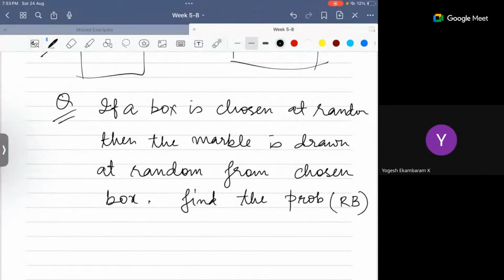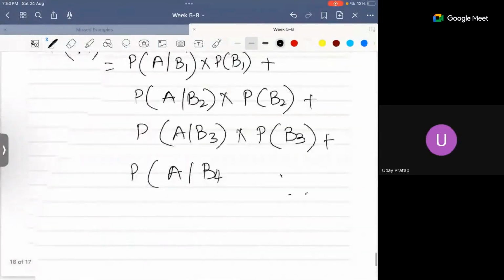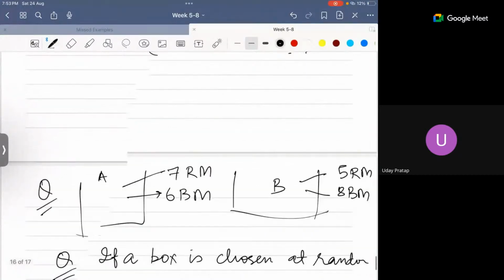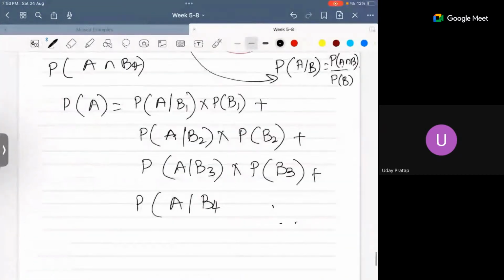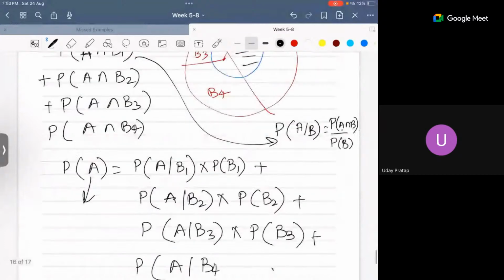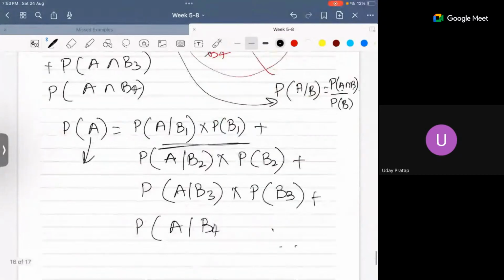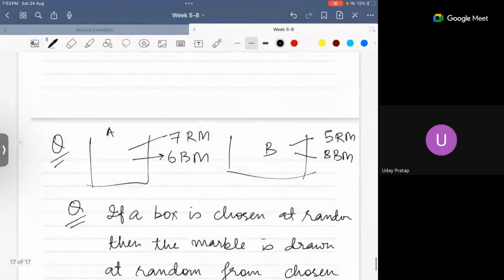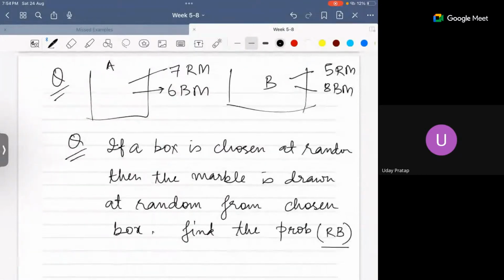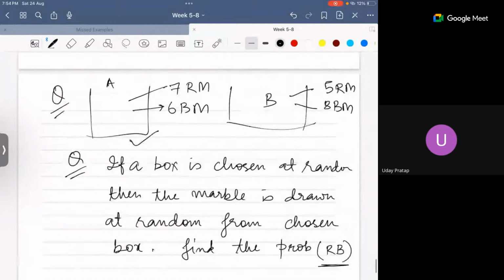So here you have to calculate what? Law of total probability for the red ball. Correct? So I told you, right? If you have to calculate the probability of A, it can come from where? B1, B2, B3, B4, right? All the 4 places A is coming. So here, if you have to calculate the probability of red ball, red ball can come from box A and box B. So from both the boxes you have to calculate the probability of red.